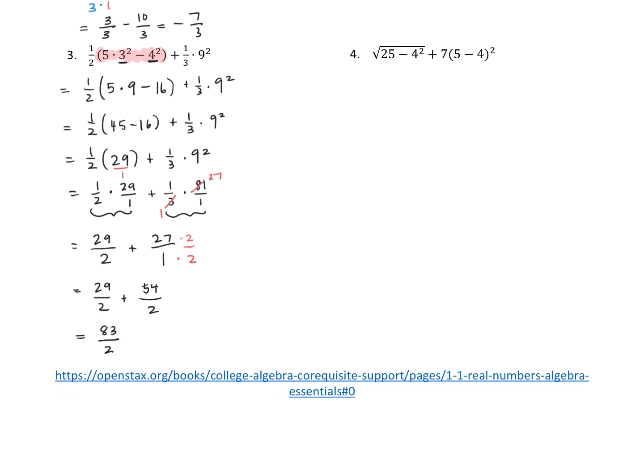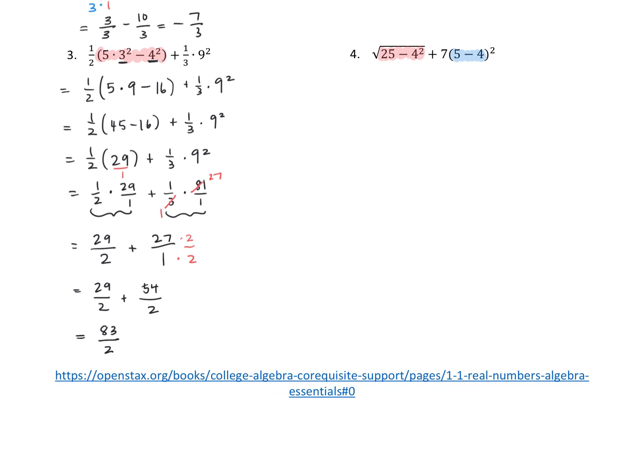Okay, our final example. We have the square root of 25 minus 4 squared plus 7 times 5 minus 4 squared. So first thing is parentheses. Remember, parentheses means any grouping. So one of the groupings is under a radical. So this 25 minus 4 squared is a grouping. So we want to completely simplify everything under that square root. And then another grouping, a more obvious one, is the parentheses. So we'll do those two things first.